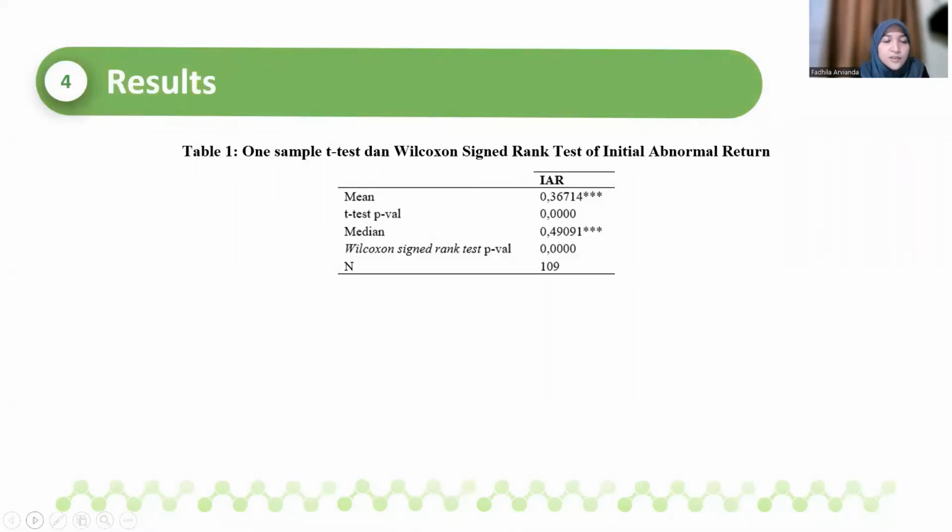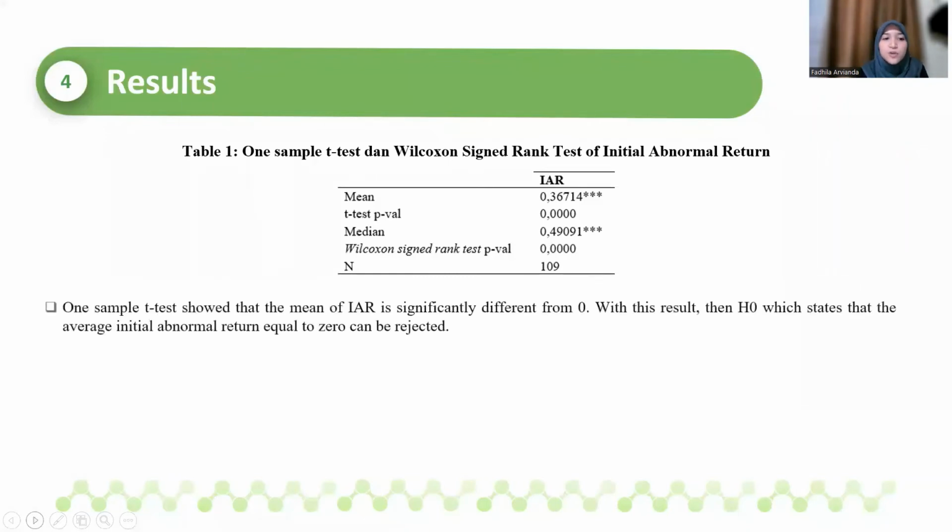So this is the first result, from the one sample t-test and Wilcoxon sign rank test of initial abnormal return. It shows that the mean for the one sample t-test and the median for the Wilcoxon sign rank test both show a significant result.